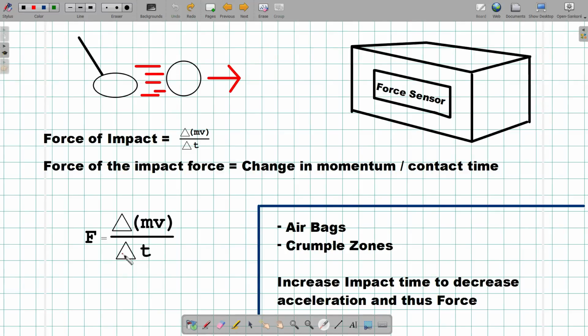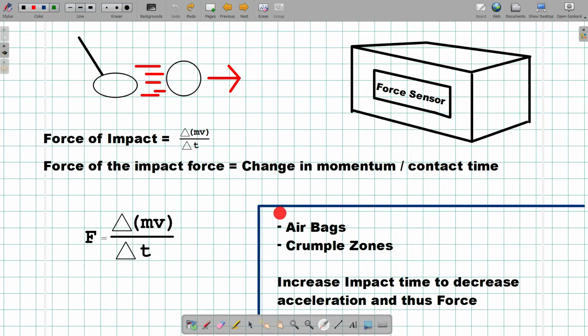then if you're dividing something by 10, the force is going to be 10 times less. It's going to be a lot less, and so the force will be smaller. The impact force that you hit the steering wheel with will be a lot smaller.